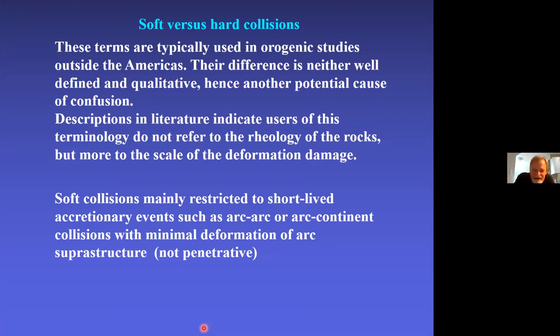And he never really explained to me what he meant by hard and soft, but it was clear that it had something to do with the scale of the deformation damage, analogous to a car colliding with the car next to it when you're parking, and you get a little bumper damage, or you're driving your car into a tree and the whole car is deformed. So the latter one is a hard collision, and the bumper collision is a soft one.